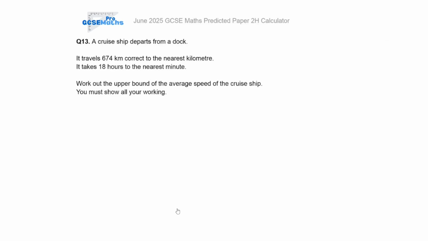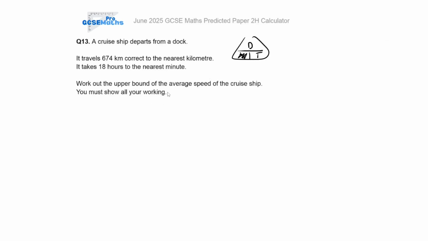Question 13. A cruise ship departs from a dock. It travels 674 kilometers correct to the nearest kilometer. It takes 18 hours to the nearest minute. Work out the upper bound of the average speed of the cruise ship. So, obviously we need the context of speed, distance, time. Hopefully you know what the formula is, but either way, formula triangle, it's distance divided by time.